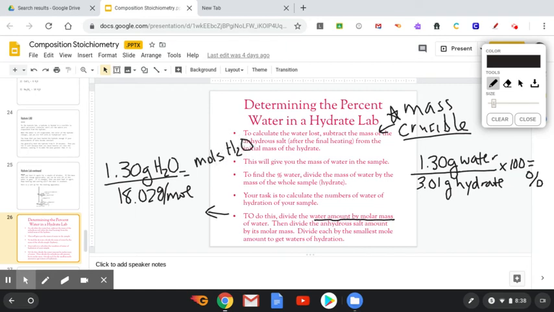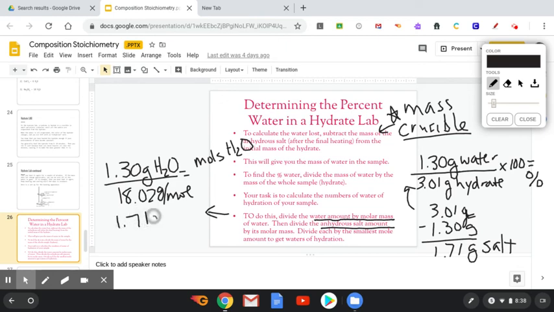Okay, then you're going to do the same thing with your anhydrous salt amount. In a scenario like this, where we had 3.01 grams of your hydrate, you'll subtract 1.30 grams of water to get your grams of anhydrous salt. So you'd have 1.71 grams of your salt. Now you're going to have to know what the salt is to find the molar mass of the salt. Okay, so that will be given to you. All right, then you're going to get moles of your salt.